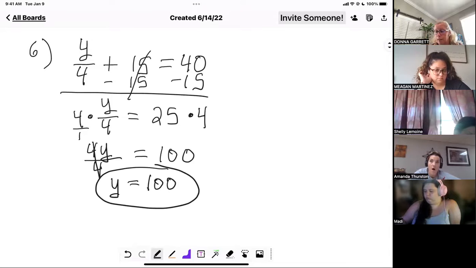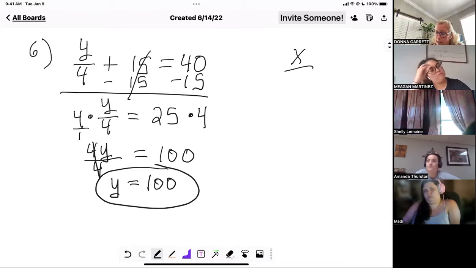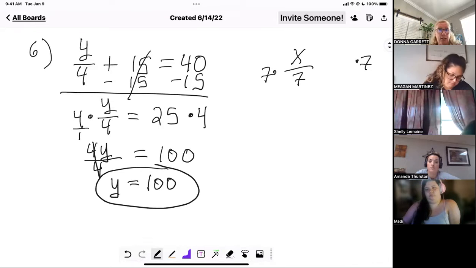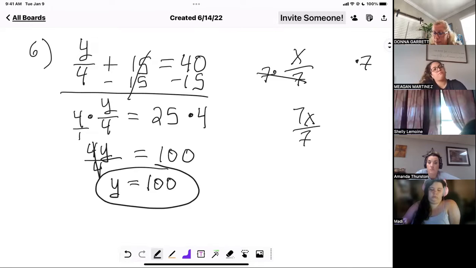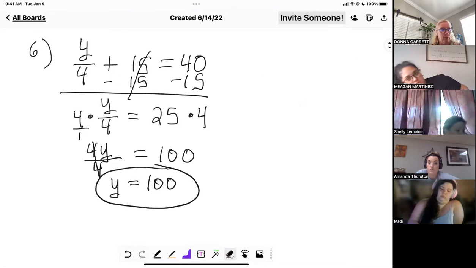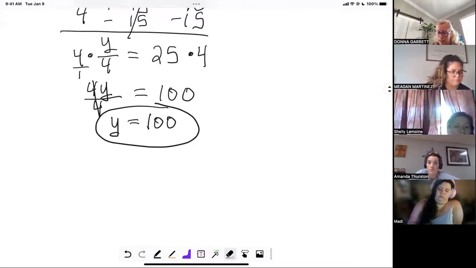So whenever you have a number on the bottom, like x over 7, I'm going to multiply both sides by whatever that denominator is, whatever's on the bottom. That's how you get rid of a number that's being divided. You multiply. Same thing as if I have a number that's being multiplied, I divide, because it'll become 1. So just opposite operation. And of course, check your answer. And I have one more.